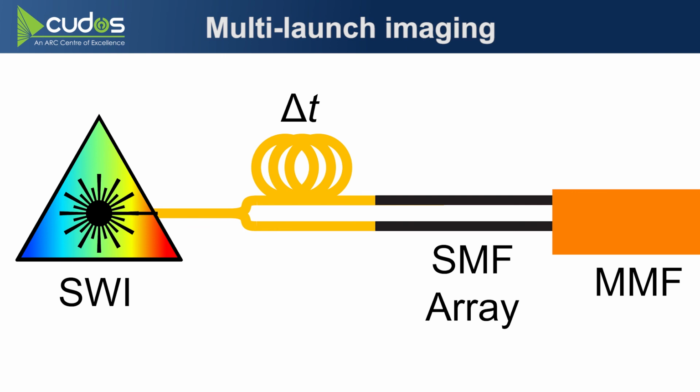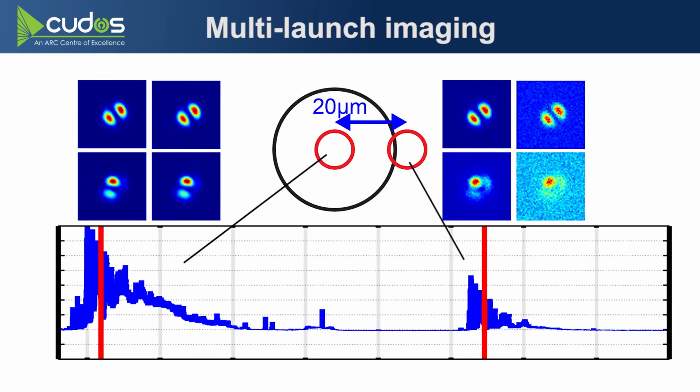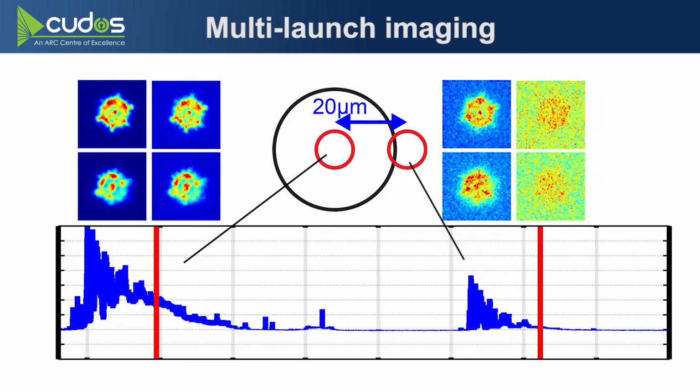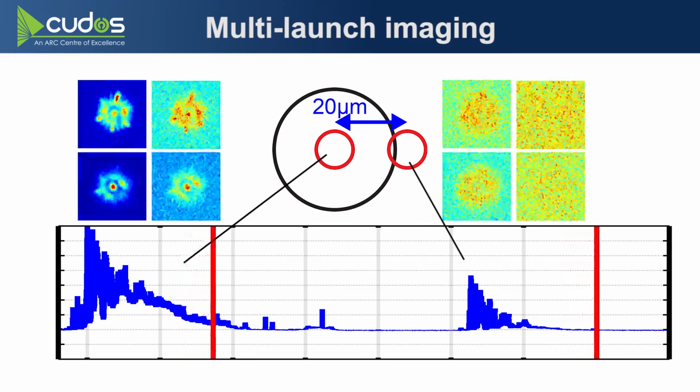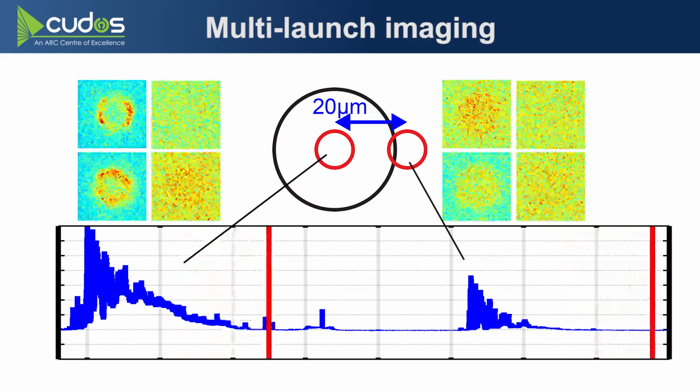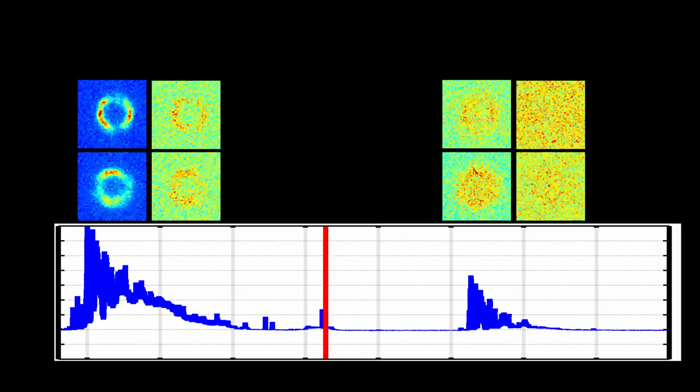Here's the example I'm showing here. You've got the swept laser coming from the swept wavelength interferometer. You split it in 2, delay one arm. One of the arms goes on to be a center launch. The other arm goes off to be an offset launch. And then when you look at it in the time domain, they show up as 2 different windows, evaluating both different launch conditions in the same go. Got the offset launch on the right and the center launch on the left.